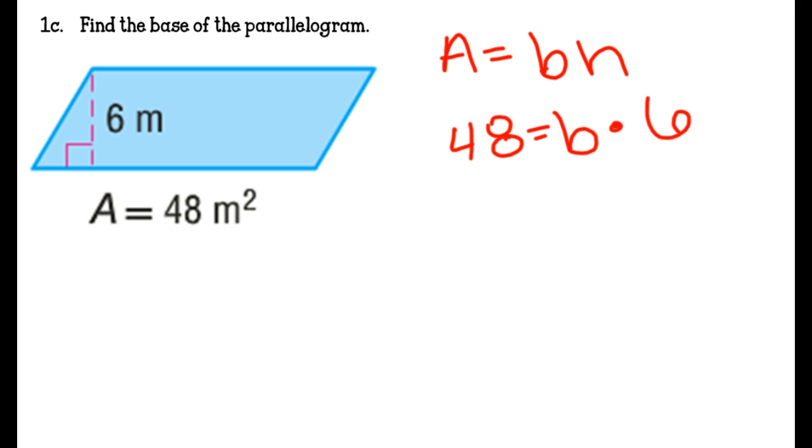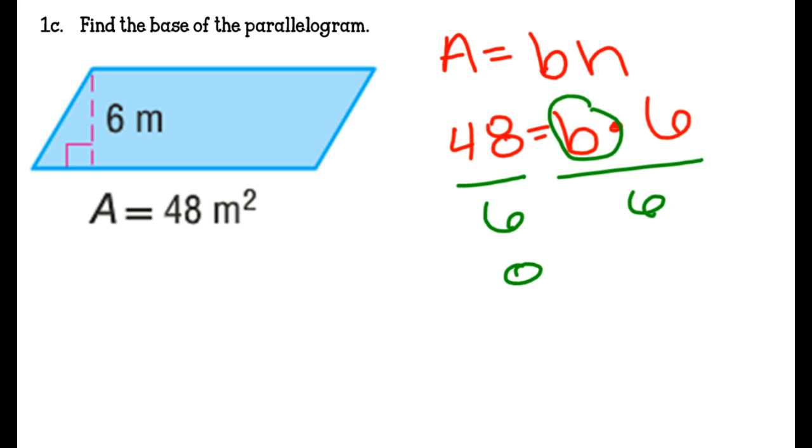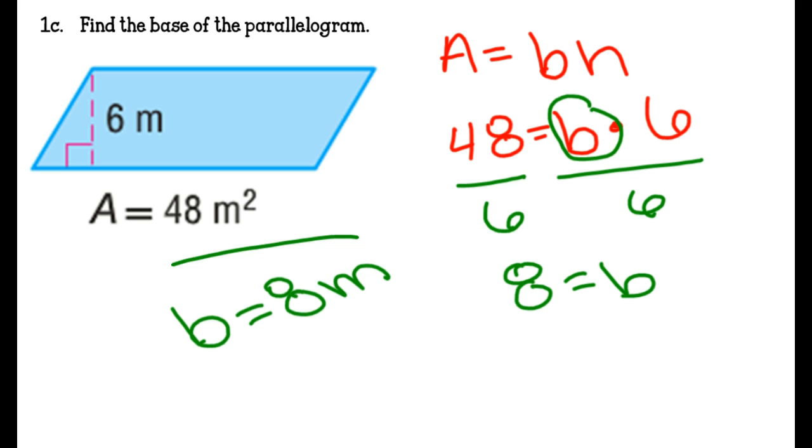So to get the base by itself, we're going to divide by 6 on both sides. And we get 8 equals b. So the base is 8 meters. And we circle it, and that's our answer.